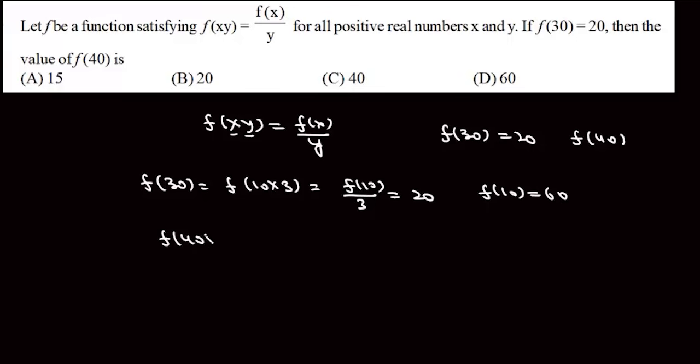Now we can write f(40) as f(10 into 4). So it will be f(10) divided by 4 and f(10) is 60. So 60 by 4 is simply 15. So the value of f(40) is 15 and that's your option A.